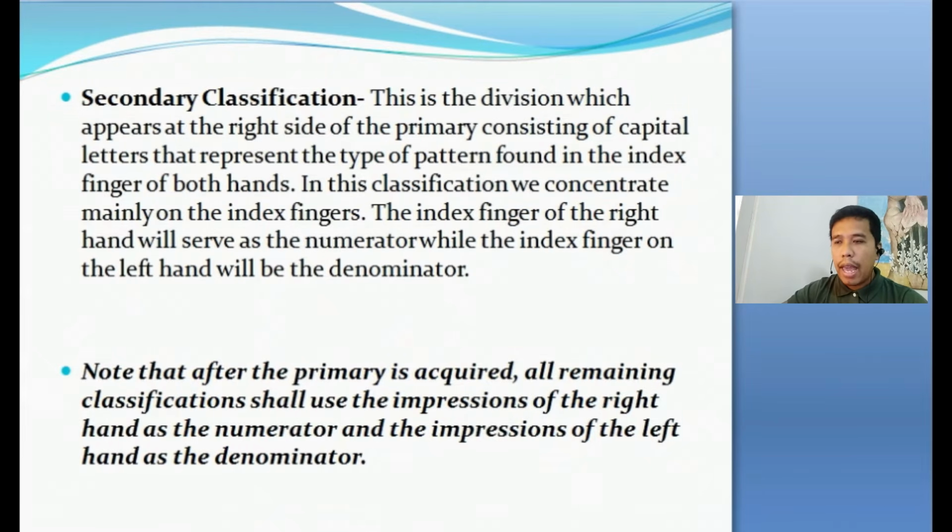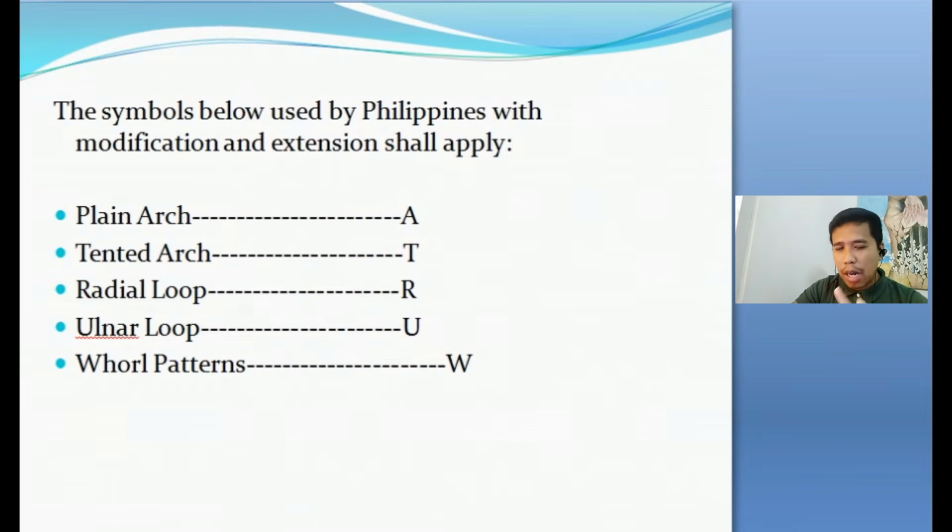A-T-R-U-W. A stands for the plain arch, tinted arch T, radial loop R, ulnar loop U. Whorl patterns, whether it is double loop, central pocket loop, plain whorl, accidental whorl, lahat ng whorl patterns, ang symbol niya is W. Let us have an example.